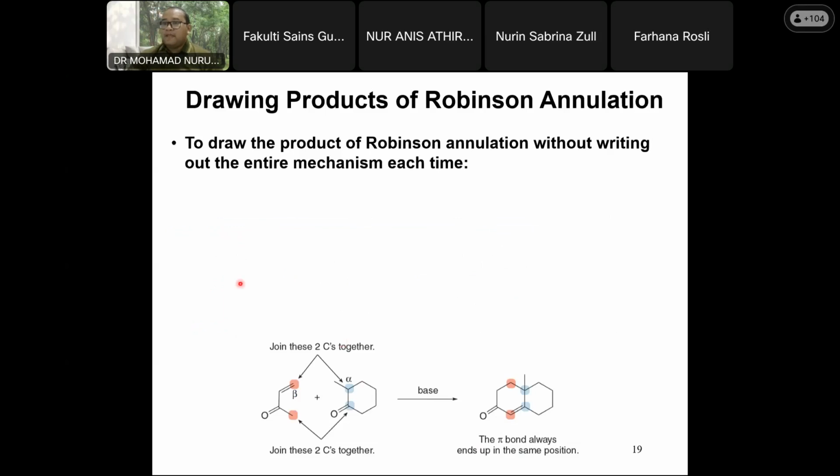So the question is how to draw the product of the Robinson annulation without writing out the entire mechanism, because it involves 3 mechanisms. The first one is the Michael addition, the second one is the intramolecular aldol reaction, and the last one is dehydration. So it will take your time. If the question asks during your exam to draw the product for the Robinson annulation, this is how you can practice.